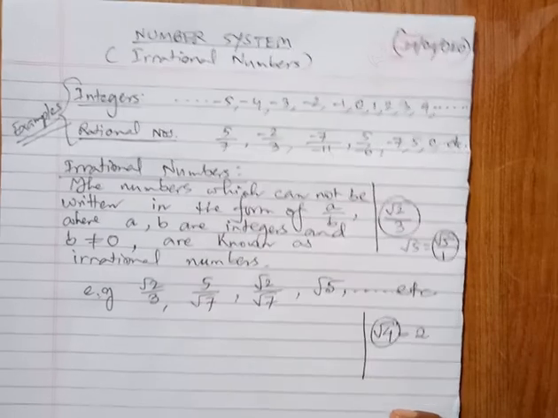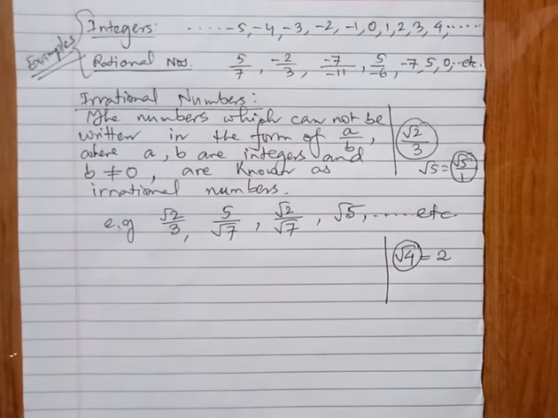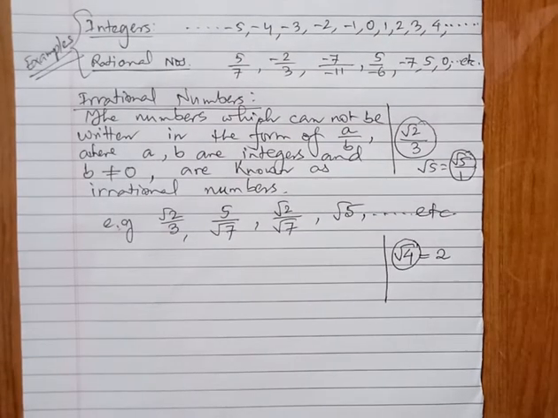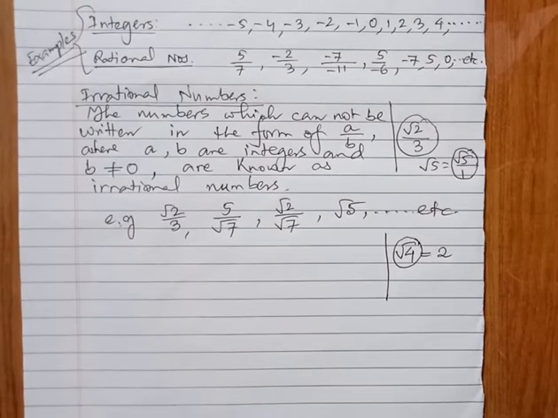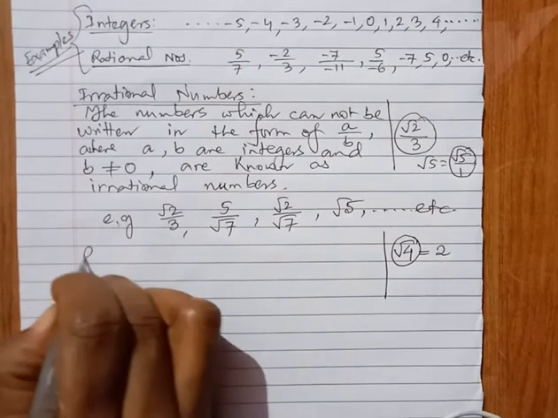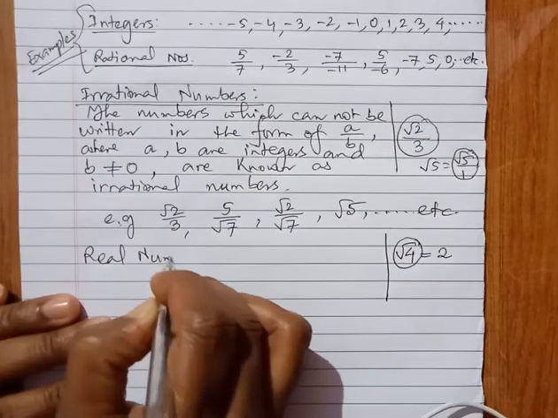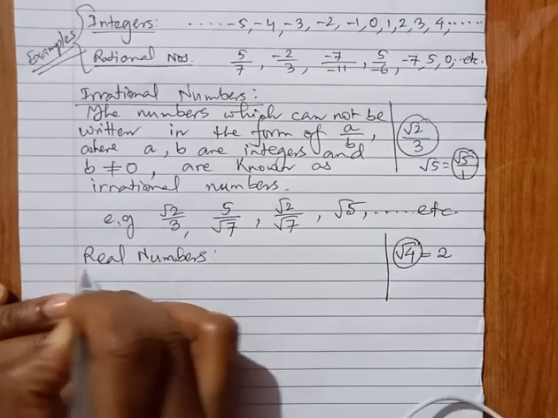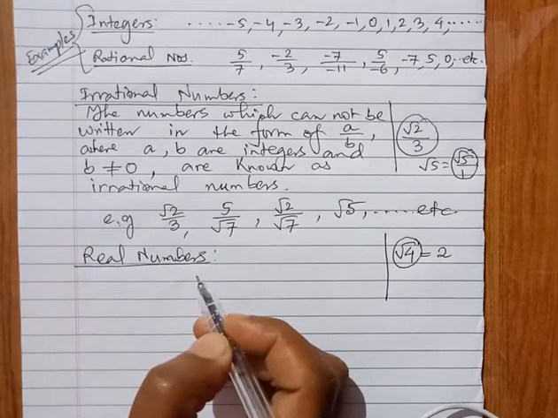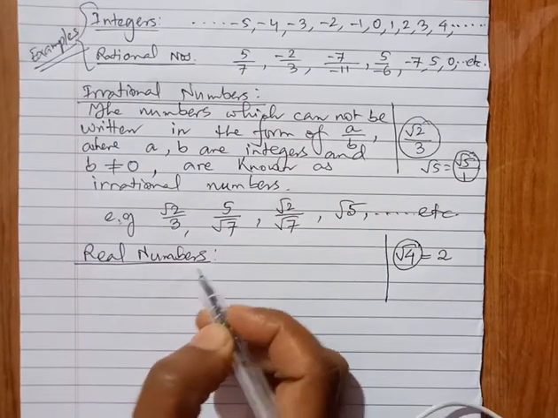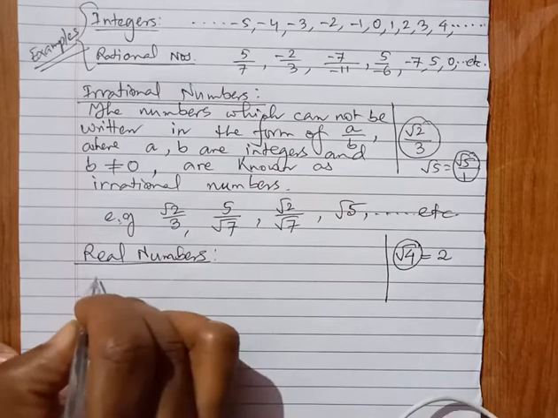Next, now that rational and irrational numbers are understood, I will give the definition of real numbers. The real numbers definition, right?